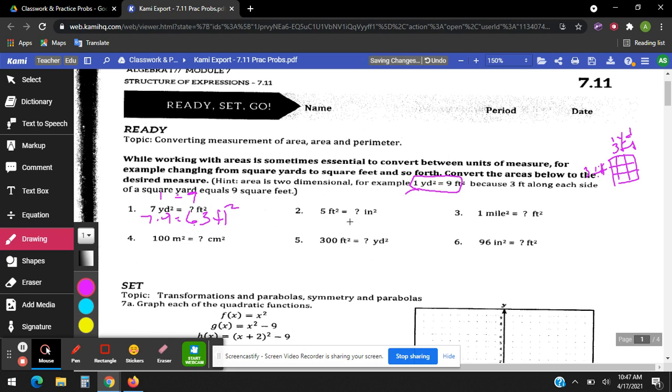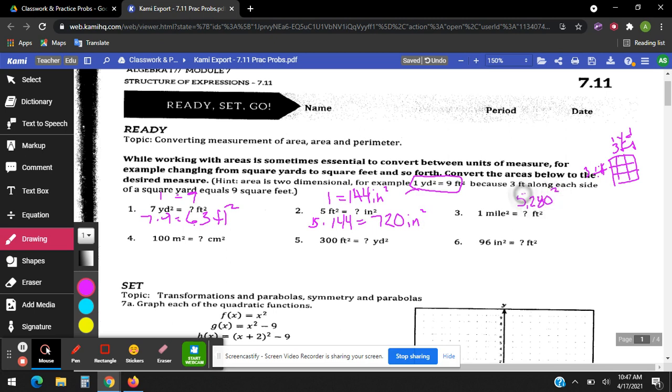Okay. So this next one, how many square inches are in a foot? Well, 1 foot would be a 12 by 12, which is 144 square inches. So if there's 5 of those, then we want to do 5 times 144 and get 720 inches squared.